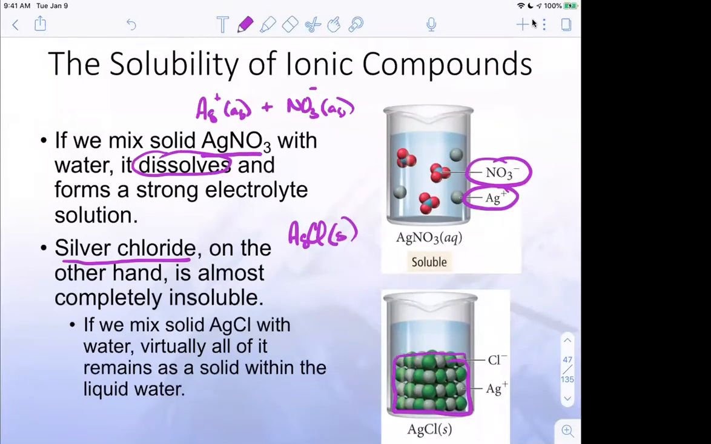This does not dissolve. It's almost completely insoluble. So if I mix my solid silver chloride with water, virtually all of it remains as a solid within the liquid water.